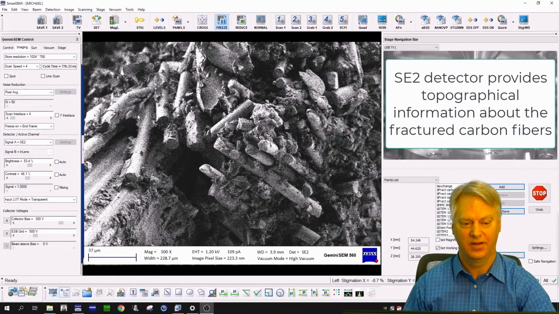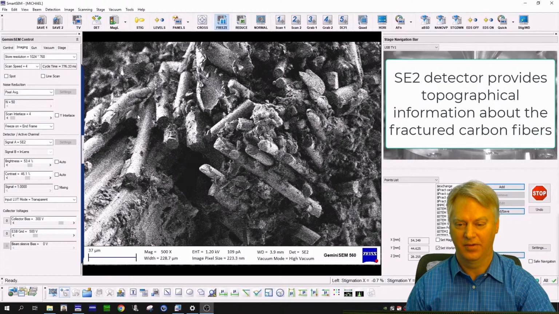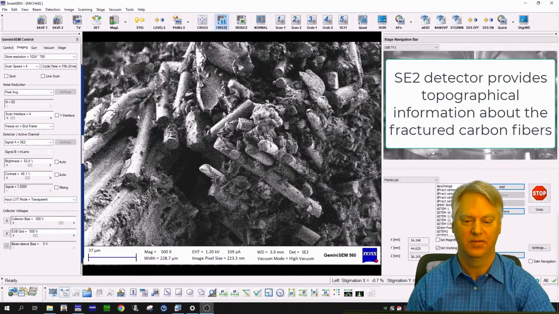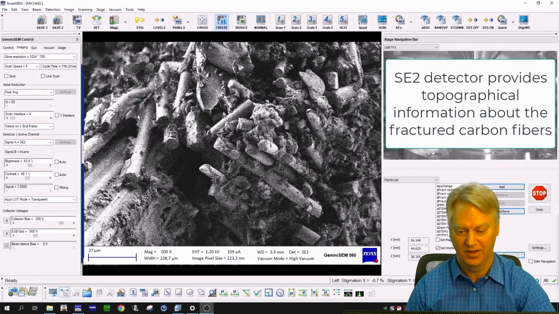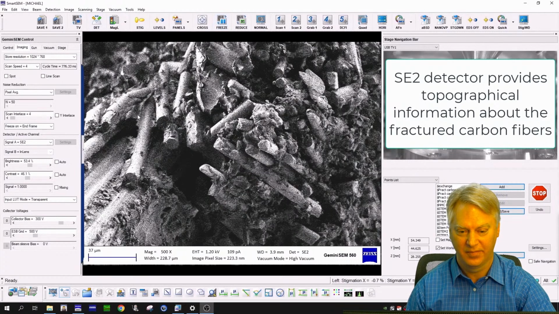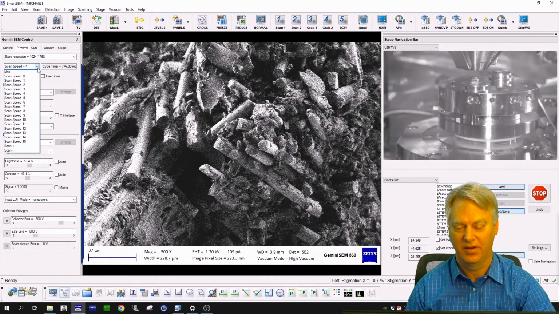Okay, so we're on the tool. I've got the SE2 detector selected, which will show the topographical information about the surface of the sample. Right now we're looking at carbon fibers that have been fractured. You can split them so you can see the ends of them. On our interface, we have the macro bar at the top, as we normally have. It's very customized and allows rapid selection of different controls instead of having to go to other menus.